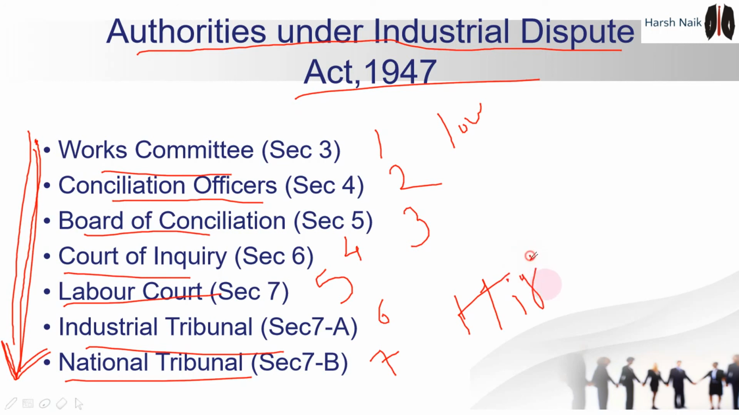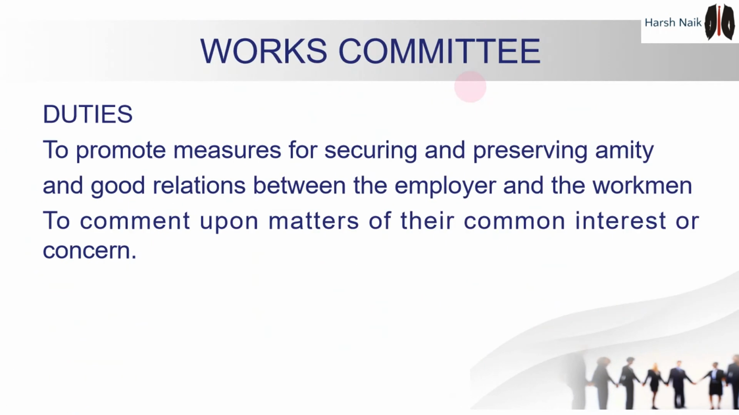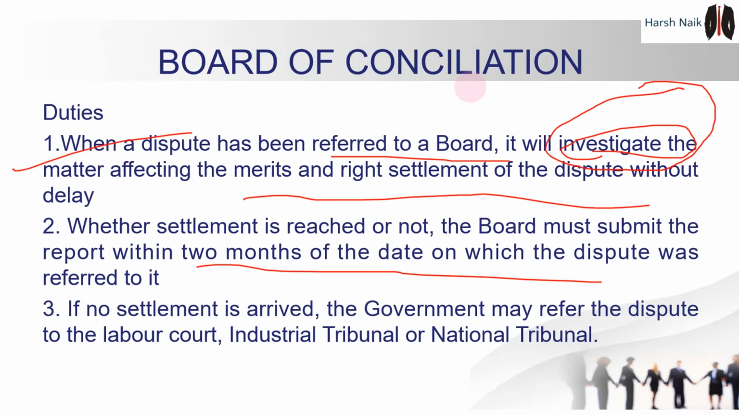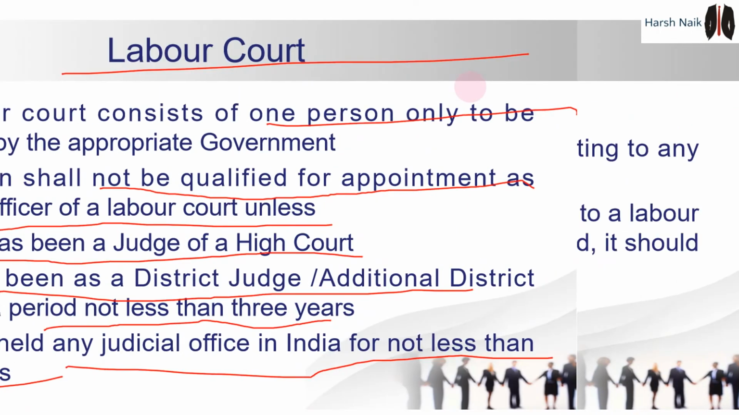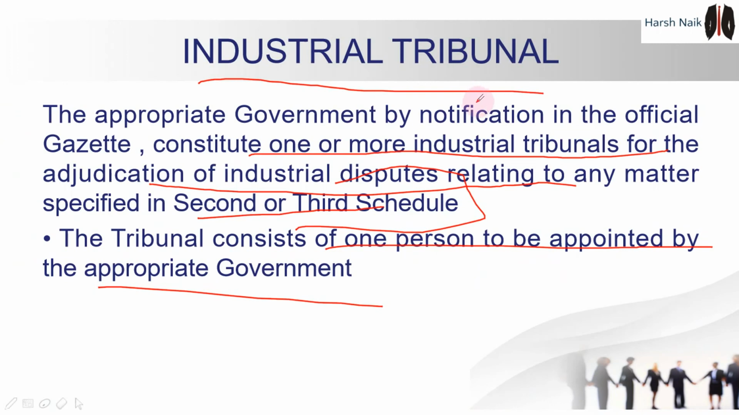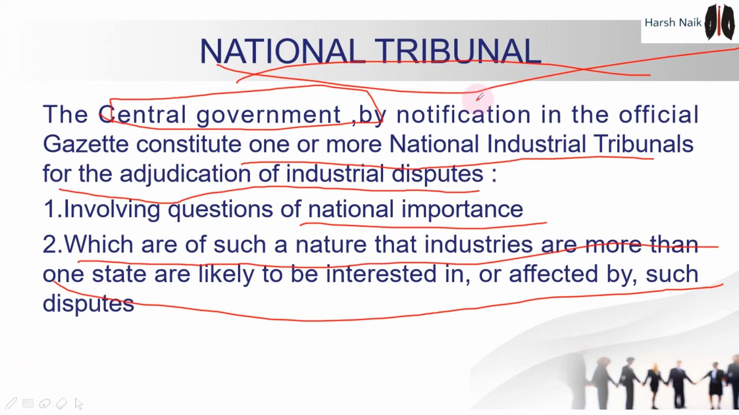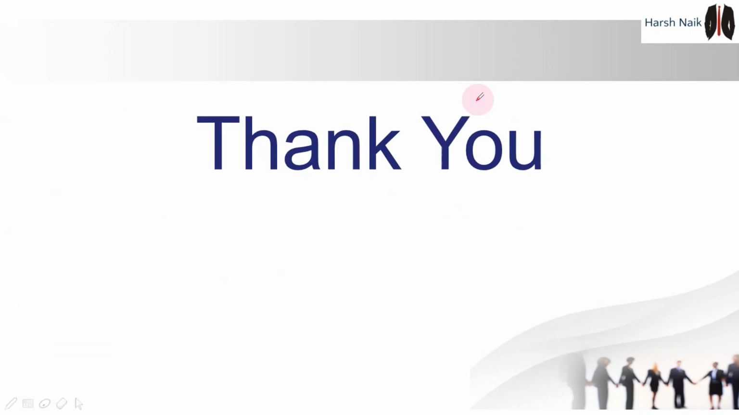Those are included in the industry, right? So you need to start from the zero level, that is the works committee, and you need to go up to the national tribunal. So there is one kind of hierarchy that you need to follow while you are solving an industrial dispute, right? So this was all about the Industrial Disputes Act, the definition and the duties of all the different levels, right? So thank you for listening.